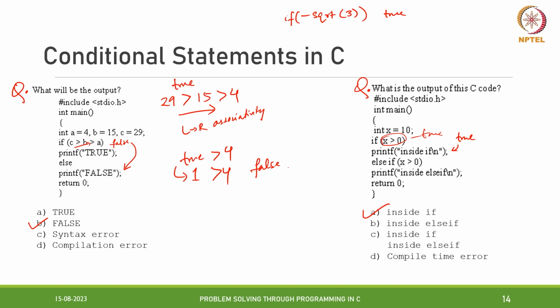Because it was false, it will go and execute the else part of the statement, and here the else contains only this printf, which prints FALSE in capital. Okay, so that is why the answer will be option B.